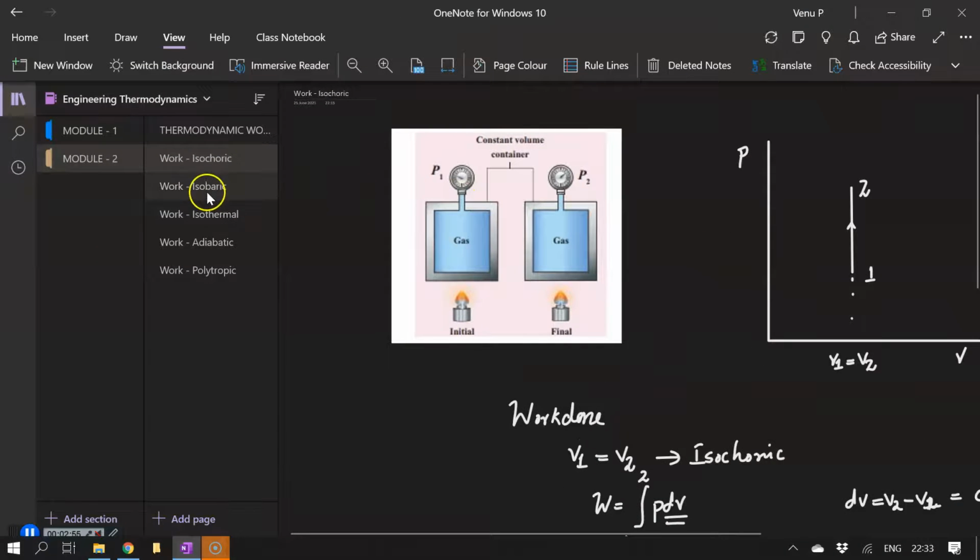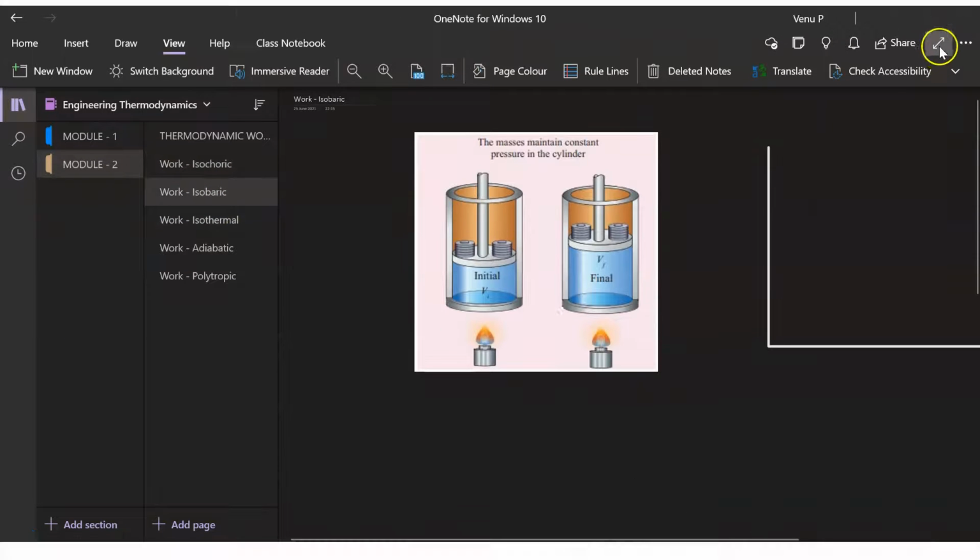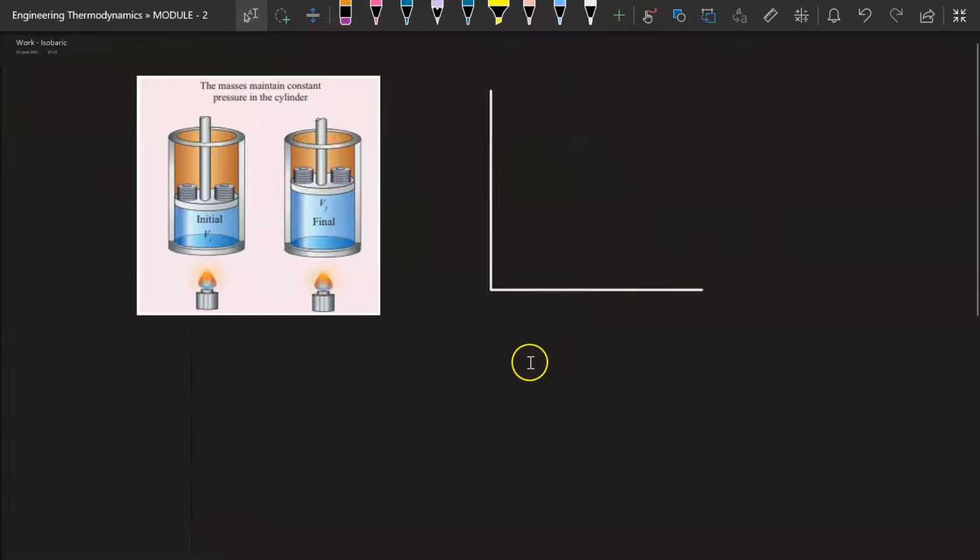Now we will go to the isobaric process. Isobaric process is the one in which the pressure remains constant. If you look at this figure, again you can see there is a piston cylinder arrangement and a gas is enclosed here. When the gas is heated, what happens? The gas will be trying to expand, thereby increasing the volume, and if I try to contain that particular expansion process, then the pressure will be increasing.